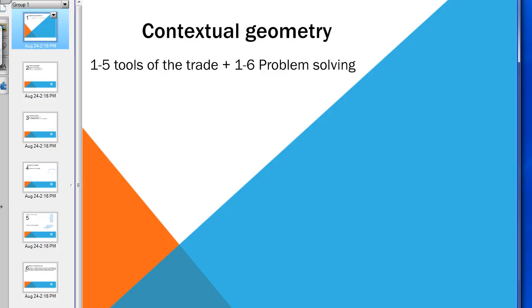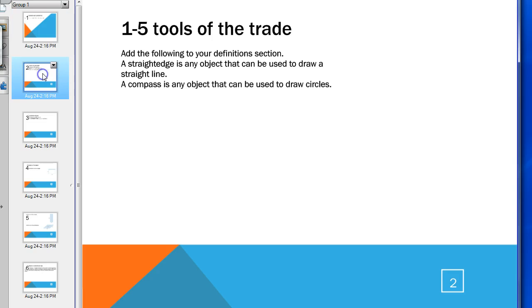We're talking tools of the trade and problem solving. This is contextual geometry. Make sure that you're on the correct recording before you start this. All right, so let's talk about section 1.5, tools of the trade. Put these in your definition section.